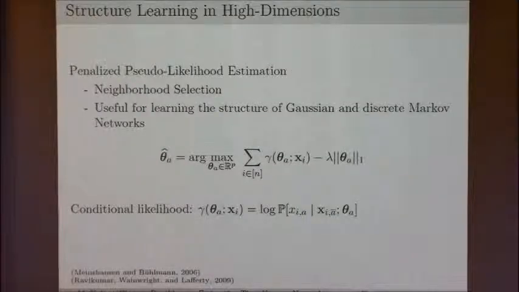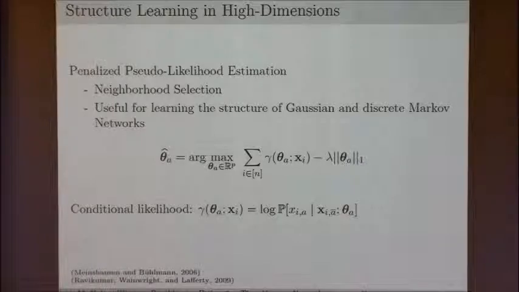And so recently, one proposal, not recent, but in 2006, Meinshausen and Bühlmann had a proposal to estimate the structure of a Gaussian Markov network by using the following observation: the conditional distribution of one node given all the others. The parameters of this conditional distribution can be estimated by solving the following penalized pseudo-likelihood objective. And then the parameters that are non-zero here will indicate what is the neighborhood of a node.